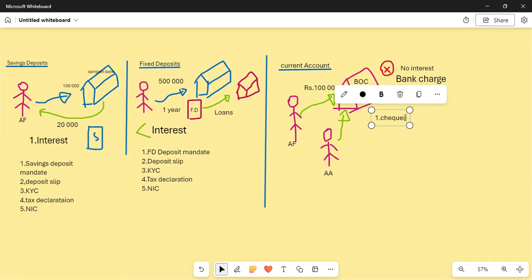Did you all understand? Only current account holders get the check. Others don't get the check. Am I clear? Therefore, checks are issued only to current account holders.